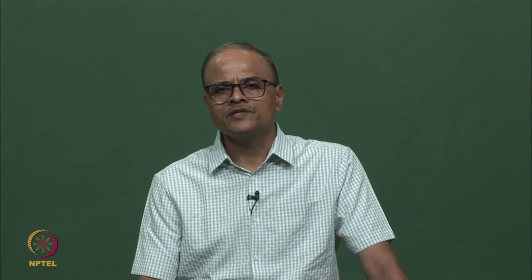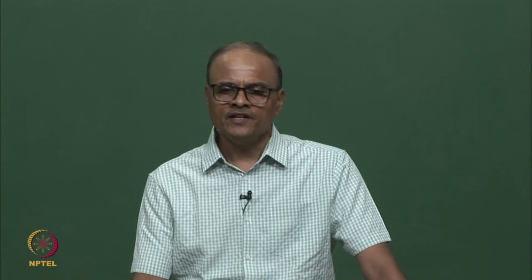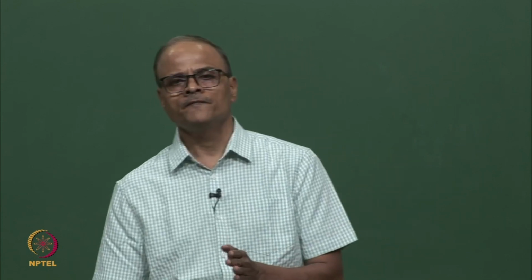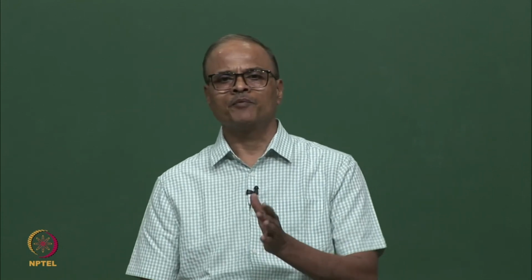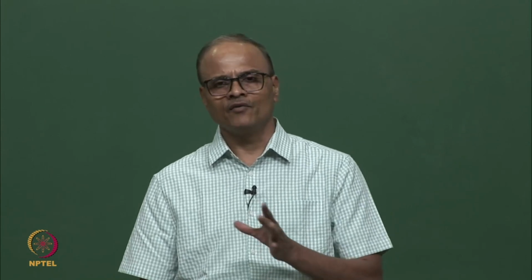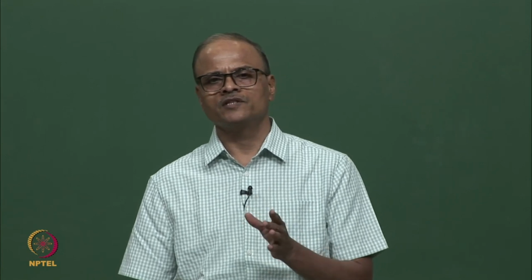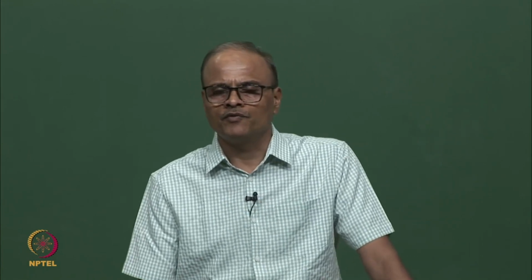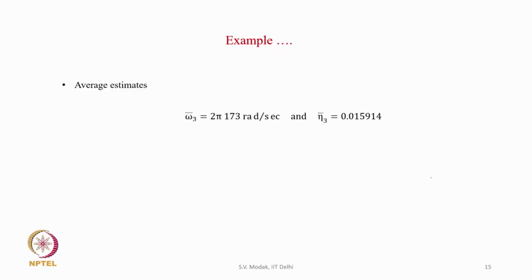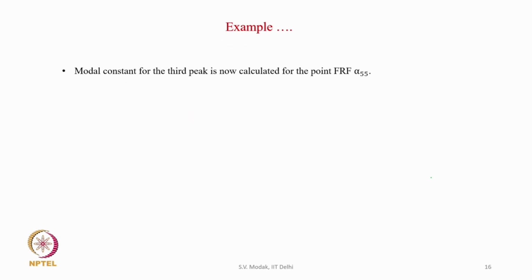Now we analyze the third peak in other FRFs and find the estimate of natural frequency and loss factor for the third mode from the other FRFs, and in general these estimates would have some variance. There would be some difference in these estimates, and therefore to obtain a single consistent estimate, we take an average of all these estimates. So, we find the average of the natural frequency estimates and modal loss factor estimates from different FRFs, and that gives us a single estimate of the natural frequency and modal loss factor. If we do that, we end up with these results: the natural frequency is 173 hertz or 2 pi into 173 radians per second, and the modal loss factor is 0.015914.